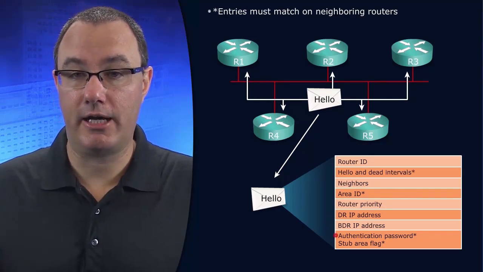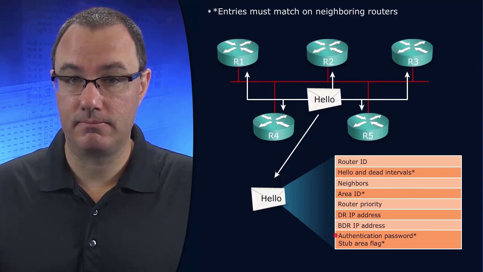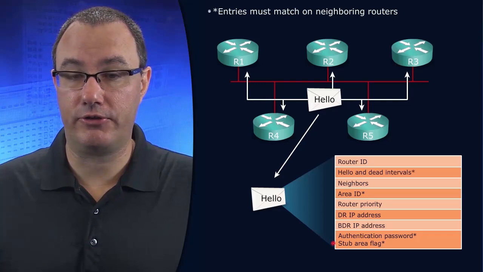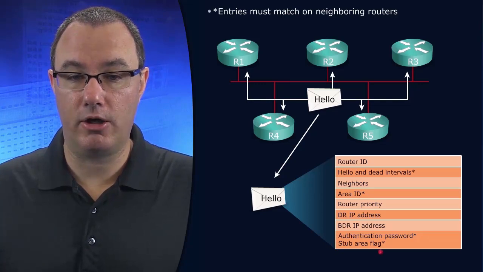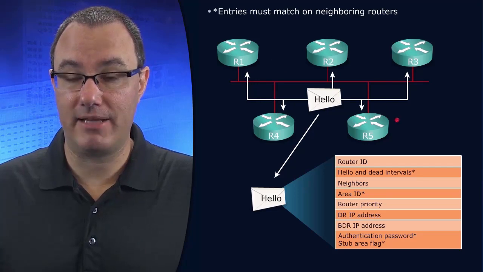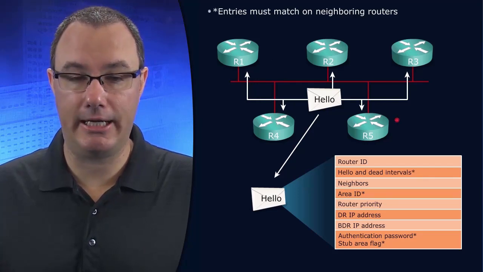Now finally, we can have some OSPF authentication, clear text, MD5. And if we're using an advanced feature like the stub feature, we also need to make sure that all of the routers understand that they are plugged into a stubby area.